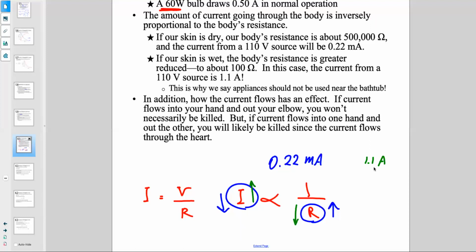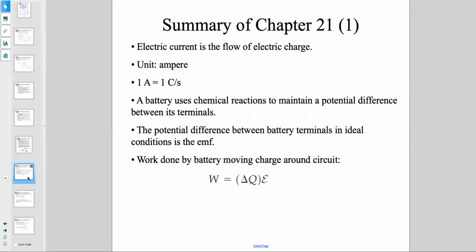So, a very quick summary of chapter 21. Electric current is the flow of electric charge. The unit is ampere. 1 amp is 1 coulomb per second. A battery uses chemical reactions to maintain a potential difference between its terminals. That's why you always have a certain potential difference between positive and negative. The potential difference between a battery's terminals, in ideal condition, is the EMF, electromotive force. The work done by the battery moving charge around the circuit is W equals delta Q times the EMF.